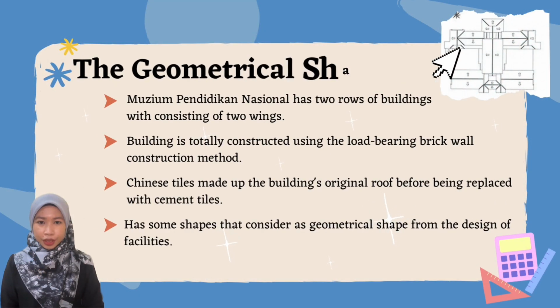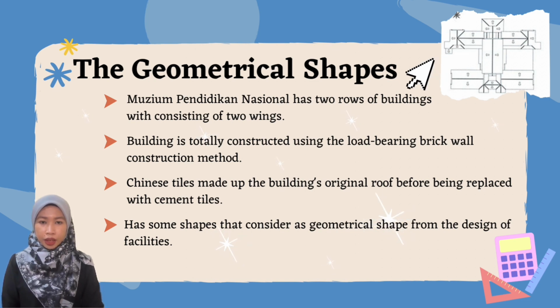For the geometrical shapes, Muzium Pendidikan Nasional has two rows of buildings consisting of two wings, right and left, and this building forms the letter H. The floor is composed of cement and wood, and the building is totally constructed using the load-bearing brick wall construction method. Patterned glass pieces provide clear natural lighting during the day. Chinese tiles made up the building's original roof before being replaced with cement tiles. The interior is decorated with many doors.